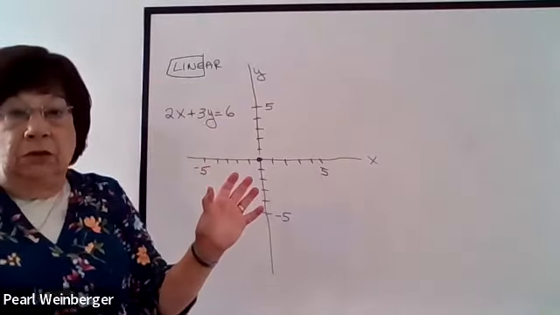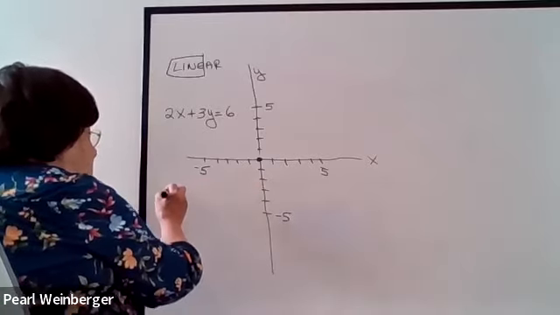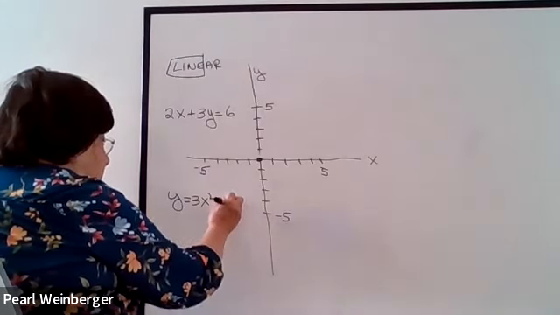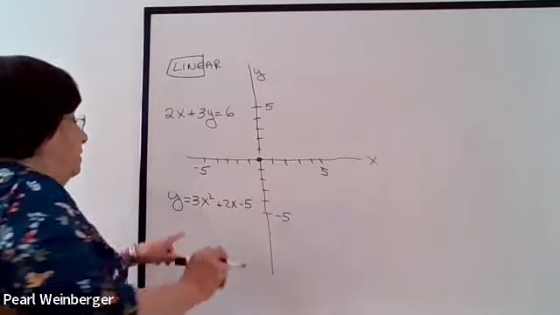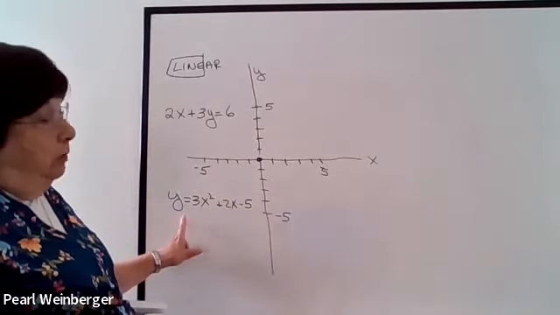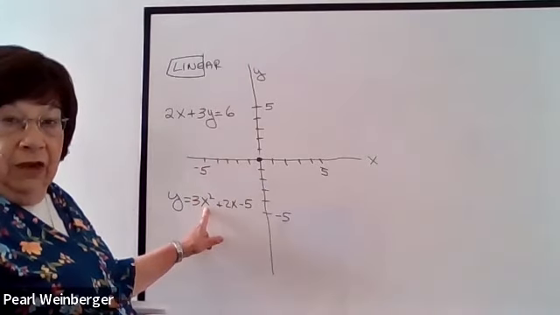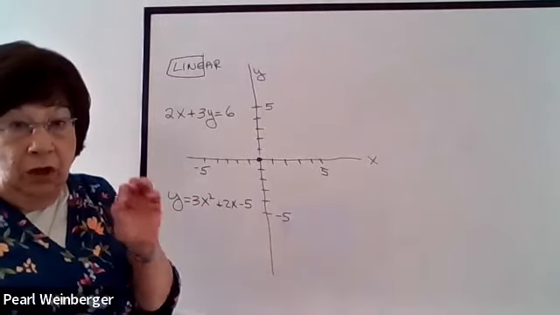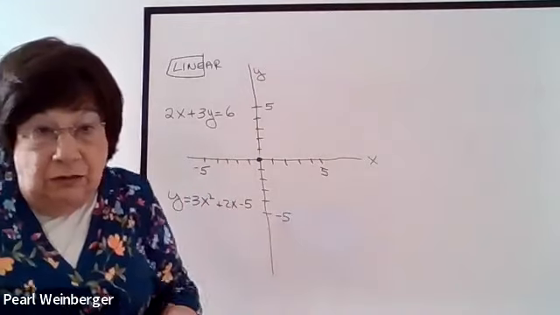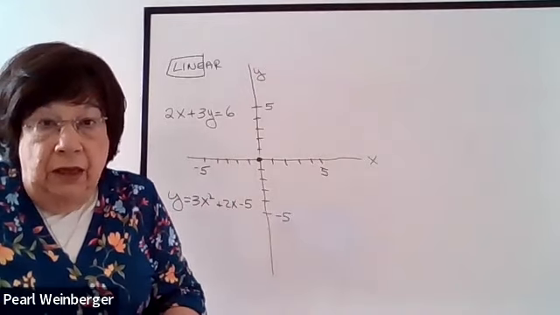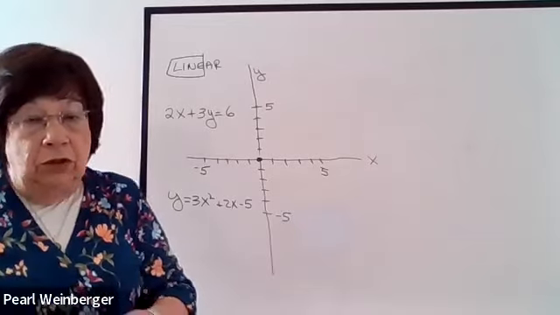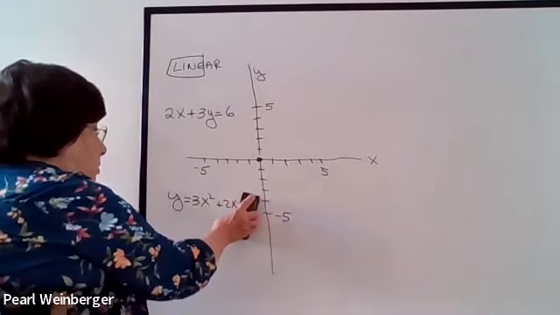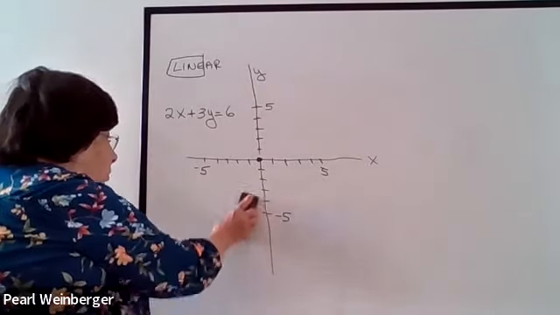If I were giving you an equation that looked like this, y equals 3x squared plus 2x minus 5, for example, this is not a linear equation because the x happens to have an exponent of 2. As soon as there's an exponent other than 1, you know that you do not have a linear equation. So it's really easy to recognize that what we're dealing with is a linear equation. So we're erasing this because it's not linear.